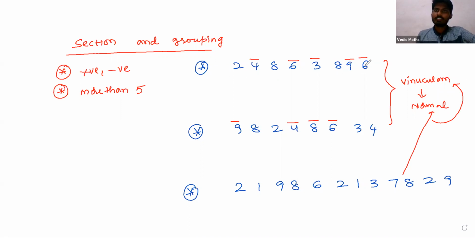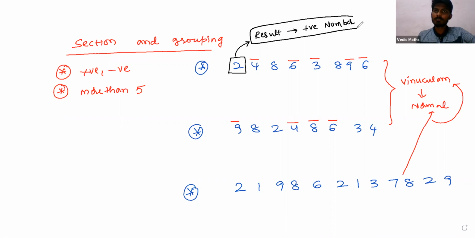The first point we have to observe is whether the given number is a positive number or a negative number. The resultant I am talking about: the number starts with a positive digit, so our result is also a positive number. So the result has only positive digits.